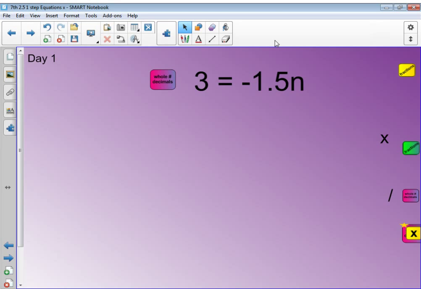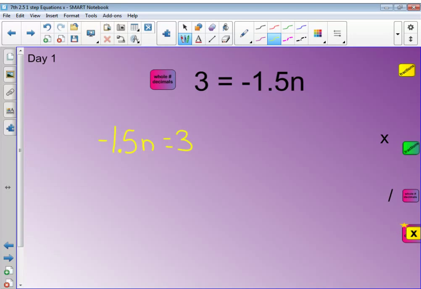Okay, so here I've got one working with a decimal. If you're working with a decimal, then you could go ahead and use a calculator. I'm going to do this longhand. I want to get n by itself. If you don't like how it looks, you could rewrite it. It would look like this: negative 1.5n equals 3. That's where you have to decide as a student what you prefer.